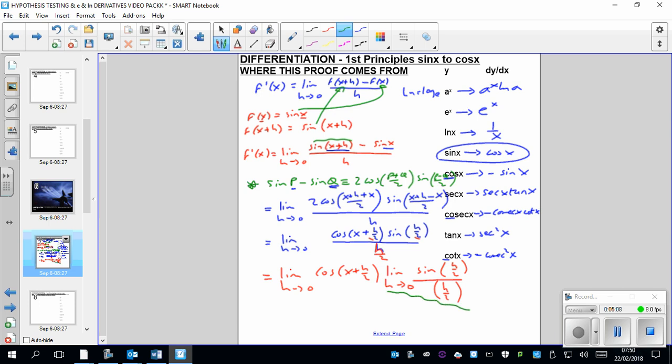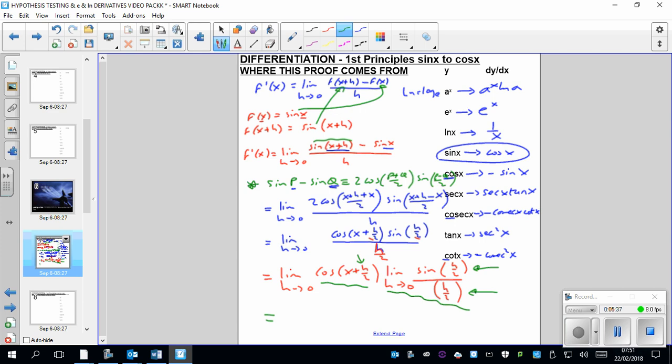Okay? Now, this is the trick. This is the problem here, because if I take the limit as h tends to 0 on this left-hand bit, if h is 0, I'm just left with cos x, aren't I? But the problem is this right-hand side, because it looks like I'm dividing by 0 if I take the limit of h tends to 0 now. The key thing that we're actually trying to prove here is that sine h over 2 over h over 2 when h tends to 0 is actually 1.